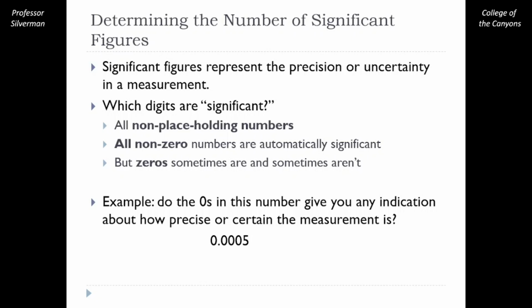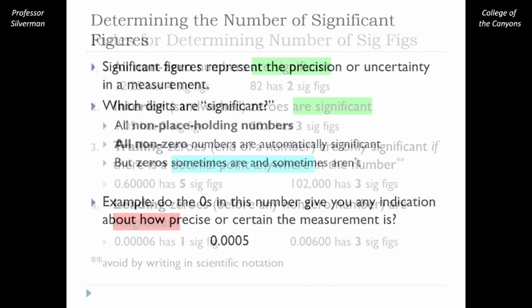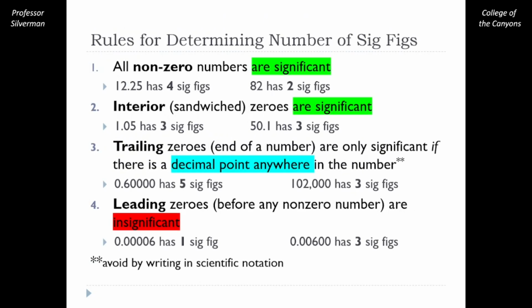Here are some rules to tell us how many significant figures are in any given value that we might see. First, any digit that is not a 0 is automatically significant. That's a number that we measure and that we know about. When we see zeros, we need to be a little bit careful. Here are the rules for zeros. Any 0 that is stuck in between other non-zeros is going to be significant.